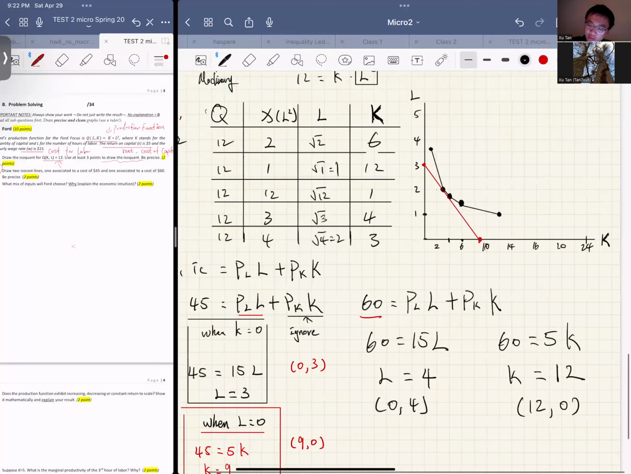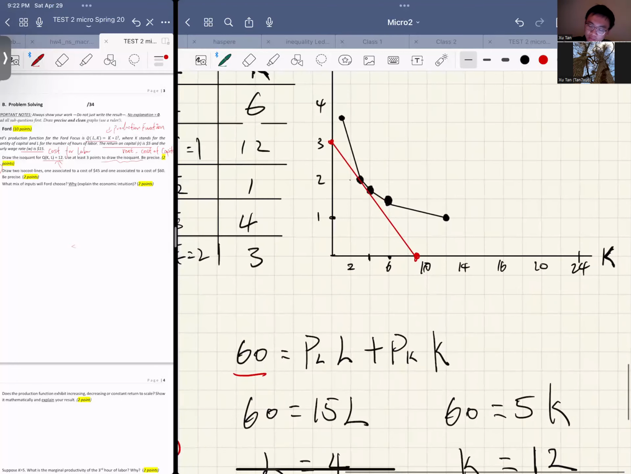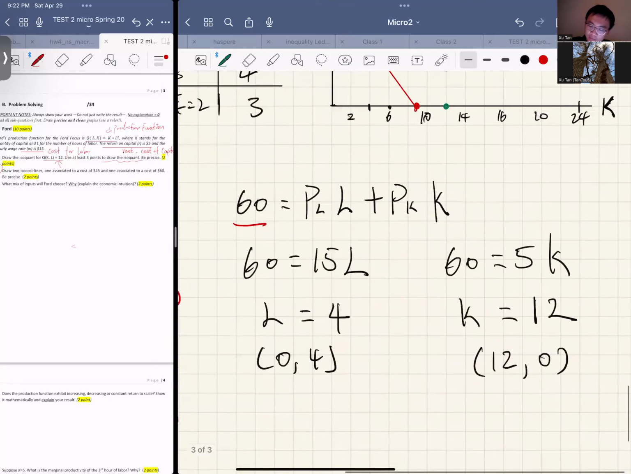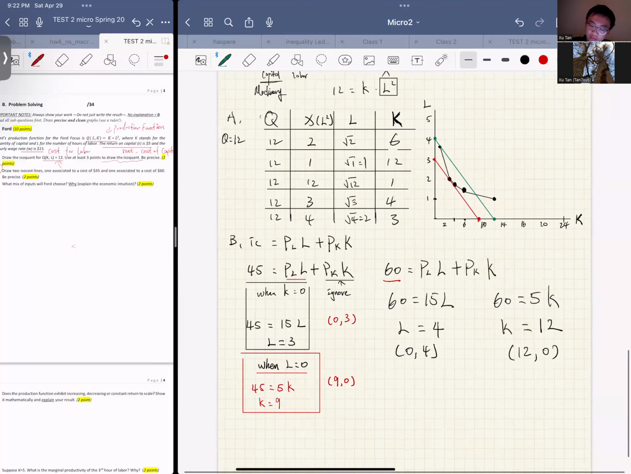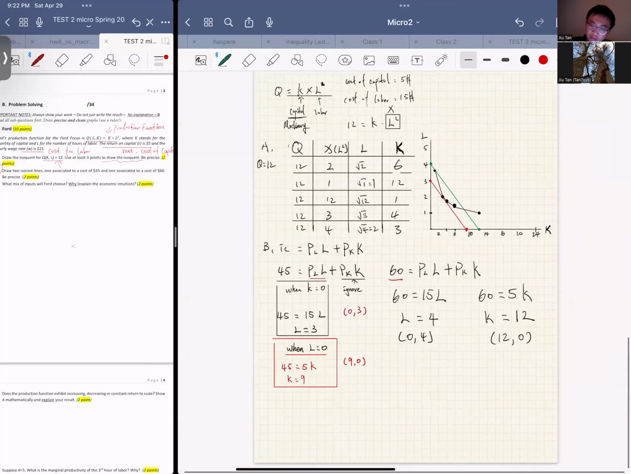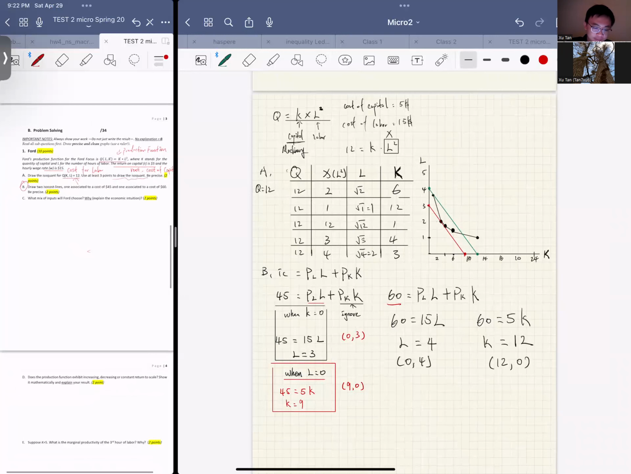Okay, so I'm going to draw in green. 12, 0. 12 is right here. And 0, 4 right here. That's curvy. Okay. Now we have 2 lines. So that's it for B. That's all B was asking for.